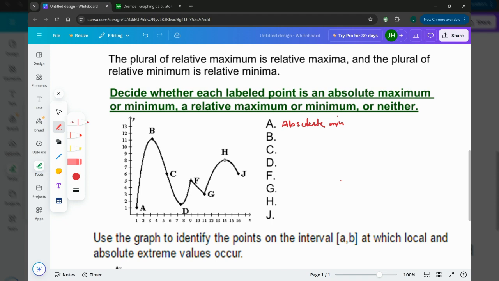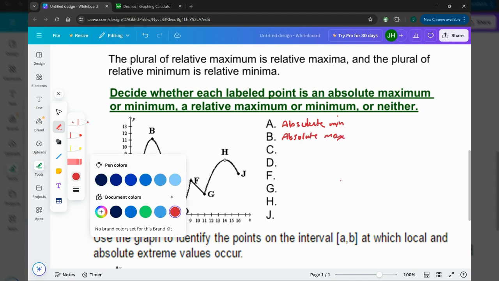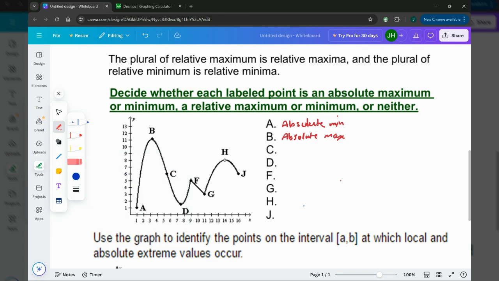Well, what about point B? Point B looks like it's the highest point on the entire graph, so it is an absolute maximum. But here's the thing. It is not only an absolute maximum, that graph right there in that locality, relative to that area, it's the highest point. This is a relative maximum as well. Yes, it can be both.